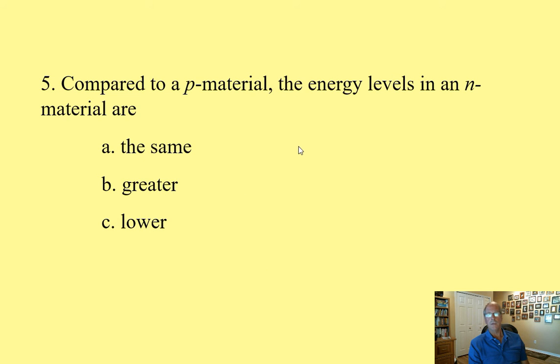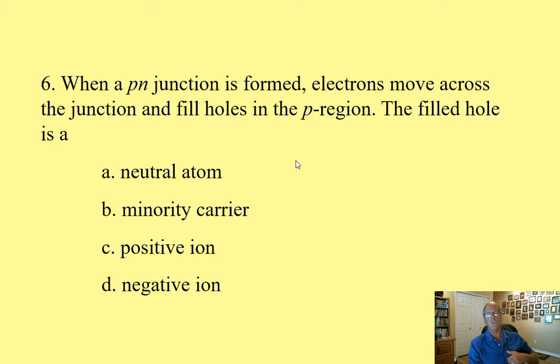Compared to a P material, energy level in N material is lower. There's a slide that talks about that. Those electrons are further away from the nucleus in the conduction band, therefore they've got lower energy. Remember, the further away from the nucleus, the lower the energy. When a P-N junction is formed, electrons move across the junction to fill holes in the P region. A filled hole is what? It's a negative ion. It used to be positive because it was a hole. Put an electron in there, makes it negative.